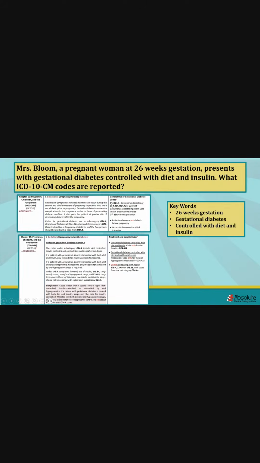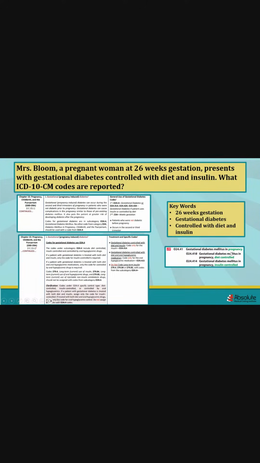So our first is going to be our O24.4 code, which is the gestational diabetes. So we're going to be using different codes if the gestational diabetes uses insulin or is controlled by diet. So that's why we were pointing out those keywords, controlled with diet and insulin. So that's what's going to lead us to our first code. So our first code is we're going to go to O24.41.